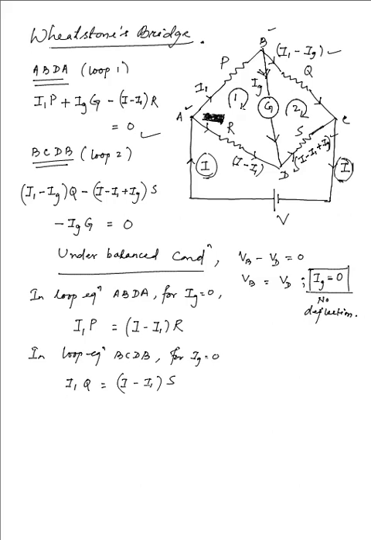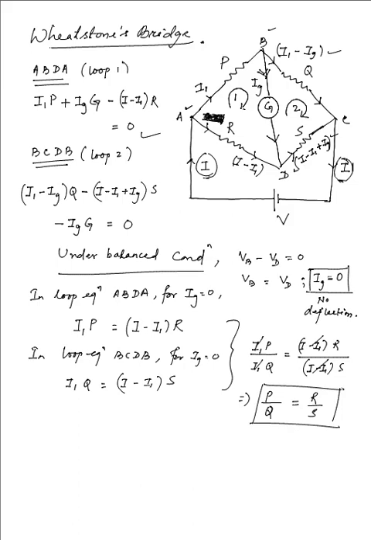Now taking the ratio of both these equations that we have obtained, we have I1 into P divided by I1 into Q on the left hand side, and I minus I1 into R over I minus I1 multiplied with S. The current terms can just cancel out, and all that we have left is the condition for balance: the resistances must be so selected that their ratios will result in no deflection of the galvanometer, resulting in its balanced condition.